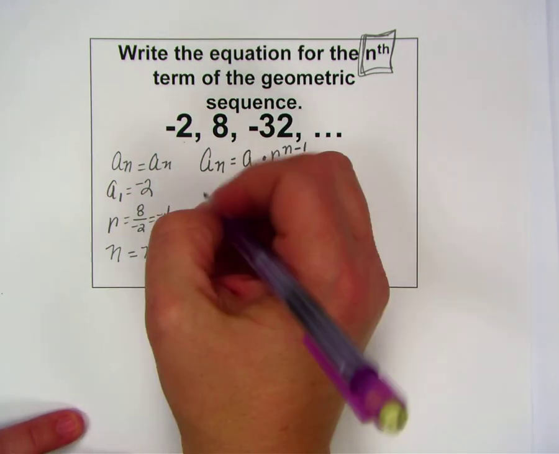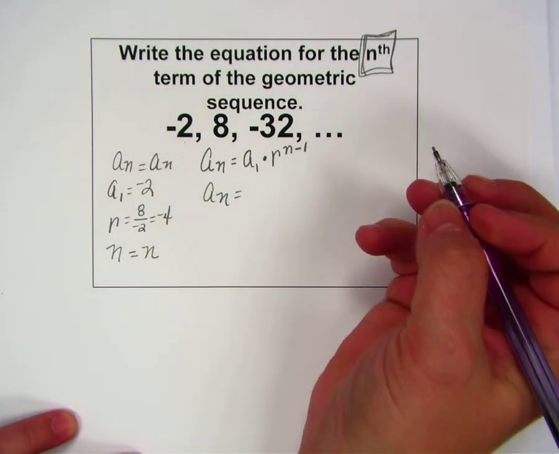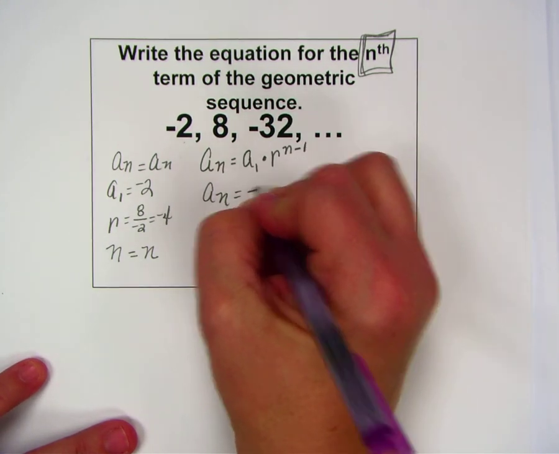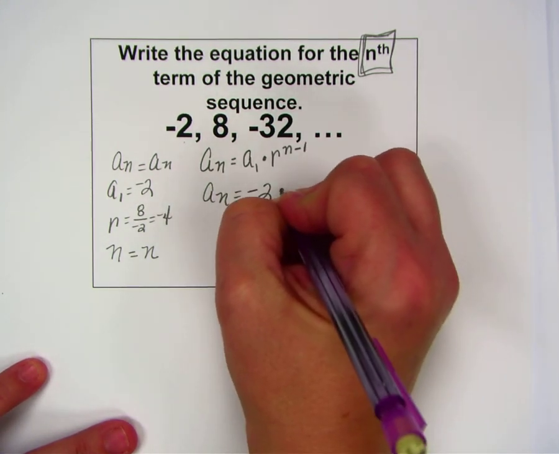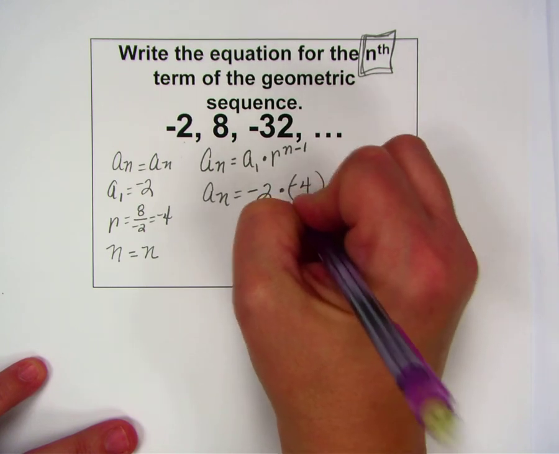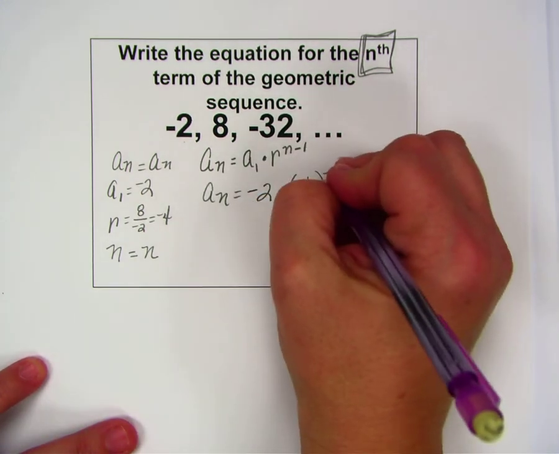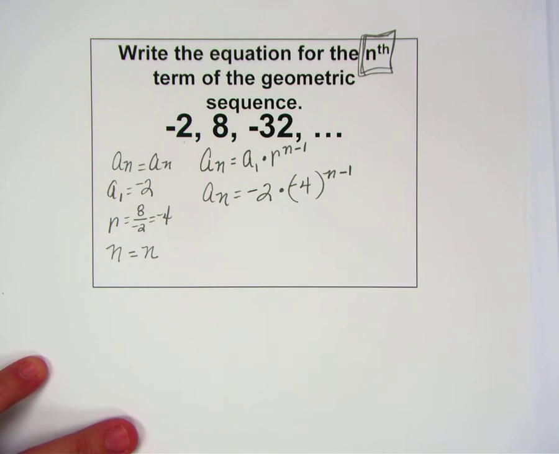And now I'm going to use the formula. The nth term is the first term times the common ratio raised to the n minus 1 power. Now, this problem said, write the equation for the nth term of the geometric sequence. What that means is, come up with an equation that you can use that will spit out that sequence.